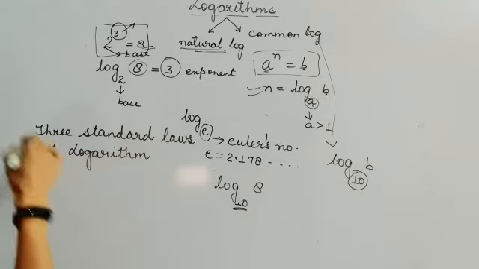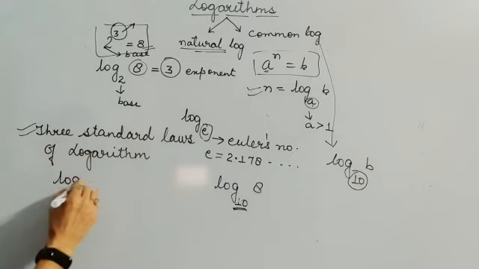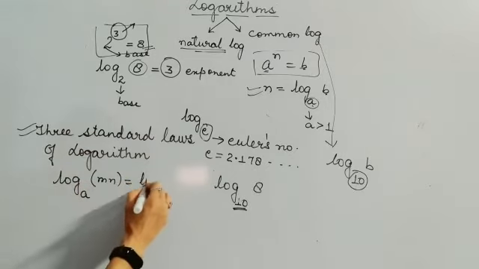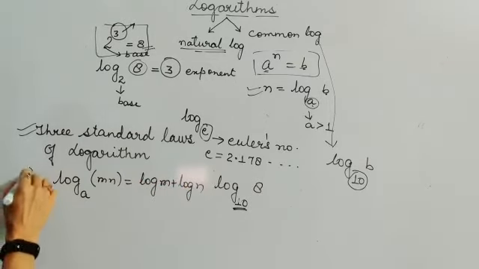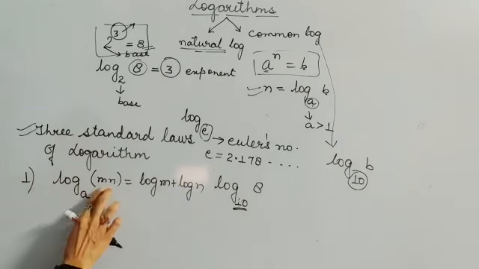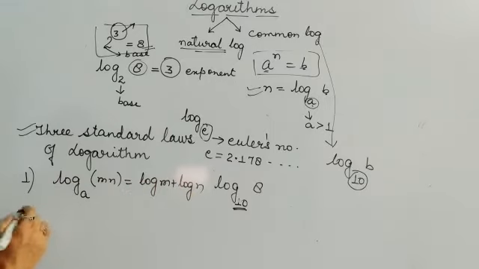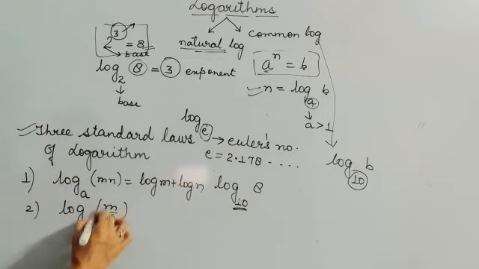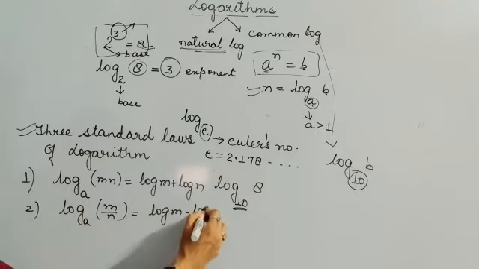These are the most important laws. First, if we have log of m into n to the base a, then we can write it as log of m plus log of n. This is the first law which we can use. If the product of two numbers is given to you, then you can always separate it as log of m plus log of n. If it is written as log of m by n to the base a, then we can write it as log of m minus log of n.